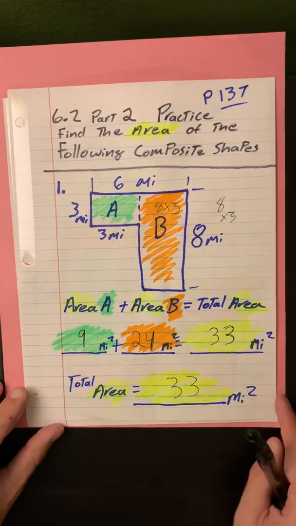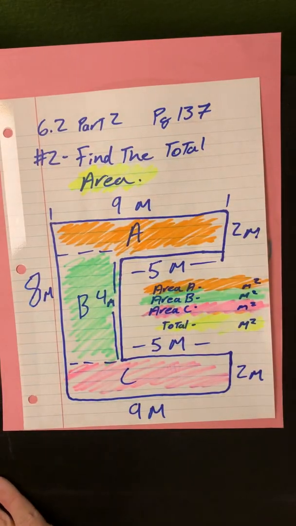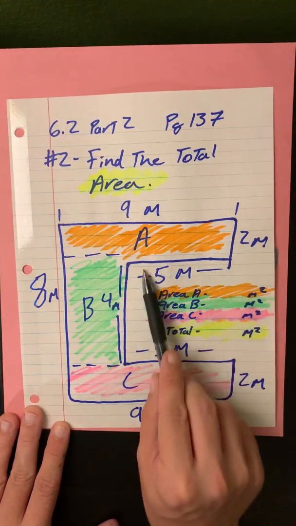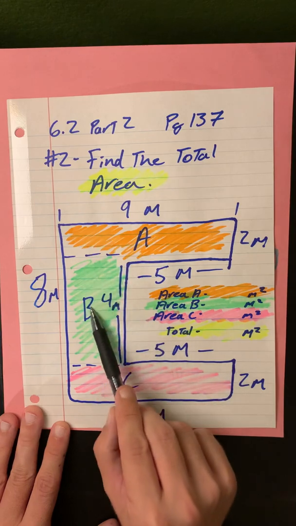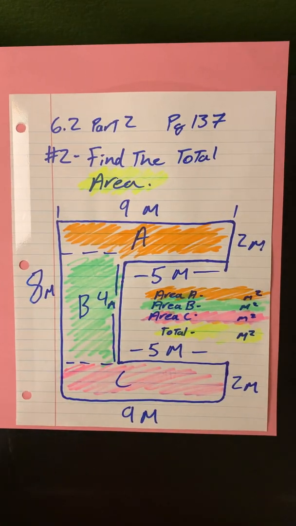Okay. Last problem for today's lesson. You have this C shape. It's probably not broken up in your workbook on page 137 into these 3 spots, but I've broken it up for you. You've got 9 meters up top, 8 meters on the side, and this indent in here, and you need to figure out how much total area it covers. Take a few moments to work through this problem. You may pause the video.